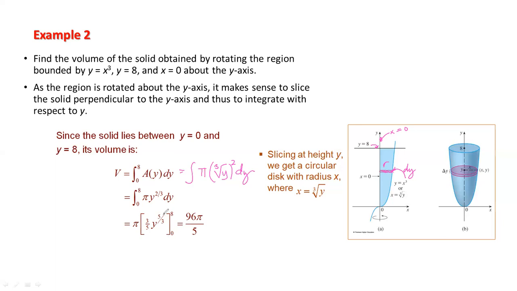The rest is just very easy because it's just the power rule of integration. So you integrate using the power rule. This would be y raised to 5/3. And you will have it multiplied by 3/5 because this is actually over 5/3. And you have the pi here.